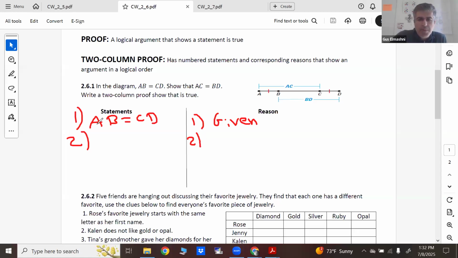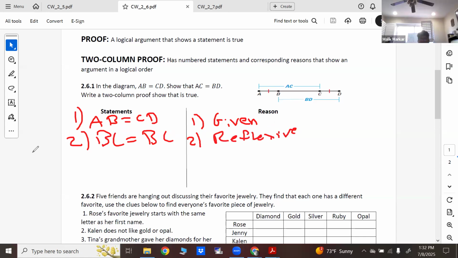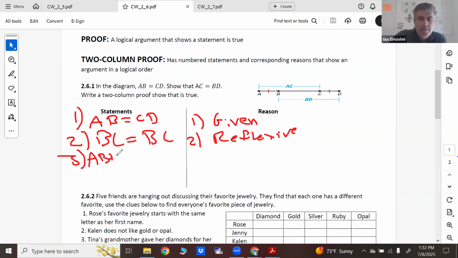Then I know that BC equals BC. I mean, duh, right? We know this. I mean, it's pretty obvious. But we have to say it, so we can call it reflexive. Now, why do I do that? Because then I'm going to add that to both sides of the first statement. And that's what I call the addition property of equality.